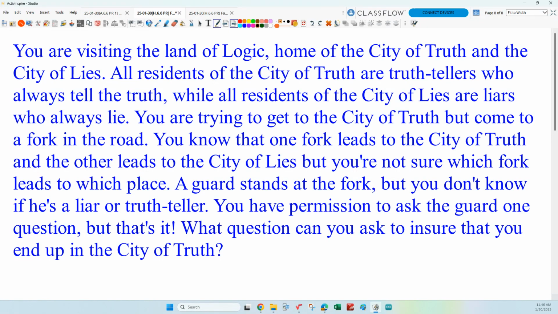So you're visiting the land of logic, home of the city of truth and the city of lies. All residents of the city of truth are truth tellers who always tell the truth. So there's a logic rule. While all residents of the city of lies are liars who always lie, another logic rule. You are trying to get to the city of truth, of course, but come to a fork in the road. You know that one fork leads to the city of truth and the other leads to the city of lies, but you're not sure which fork leads to which place. A guard stands at the fork, but you don't know if he's a liar or a truth teller. You have permission to ask the guard one question only. That's it. What question could you ask to ensure that you end up in the city of truth?